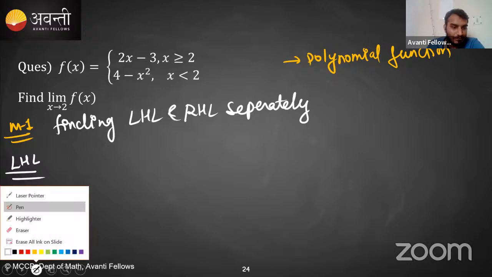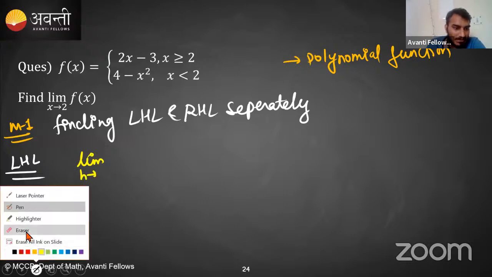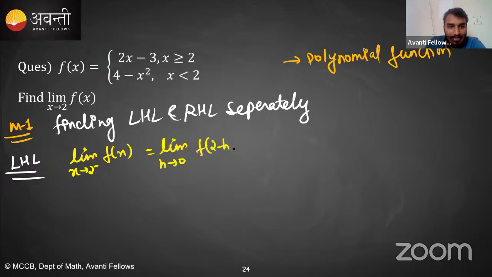What is LHL? It is the value of the function when I approach the function from the left hand side. Fundamentals should be clear. It means limit x tends to 2 minus f of x, which is limit h tends to 0 f of 2 minus h. So now tell me, students, what is the definition of the function in the left hand neighborhood of 2?